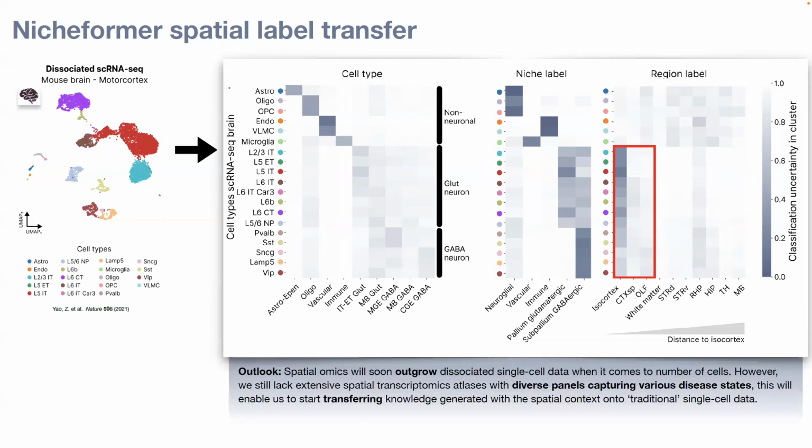But basically what we wanted to prove with Niche Former is that maybe there's a shift in how we approach these things, and maybe it's time to look into the spatial component and see if we can learn something fundamental about the biology that's happening across all these diseases and transfer it back to a technology that's limited in spatial context, which we might be able to enrich with spatial information.